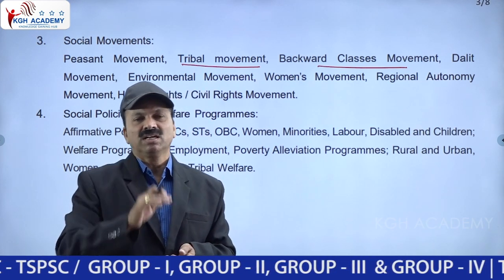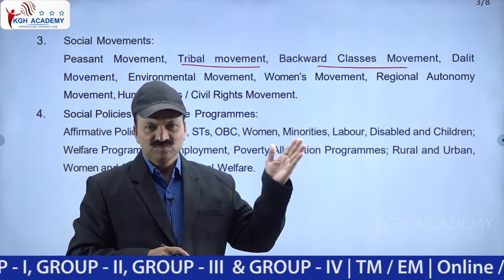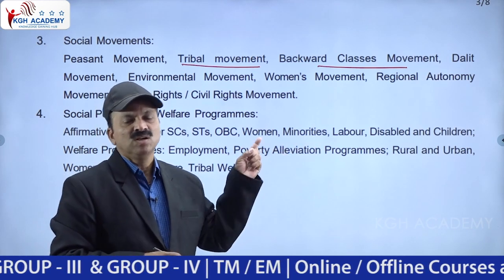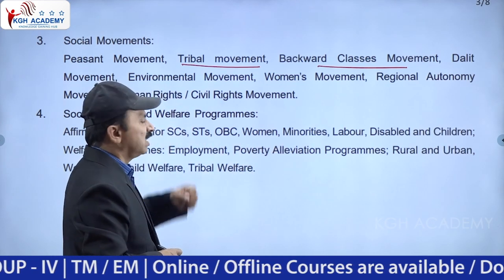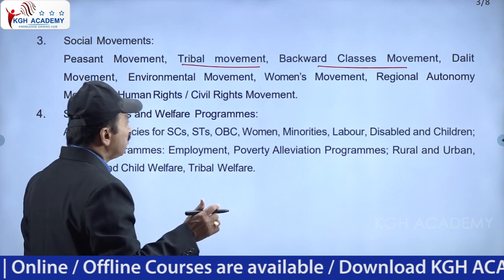That should be abolished like that. The Dalit word is added. Adi Andhra is added. The word Adi Andhra was added, and Dalit was also added. Like that, we have to see peasant movements, which is one of the important ones. After that, we have to see tribal movements, backward classes, the Dalit movement, and the environmental movement.